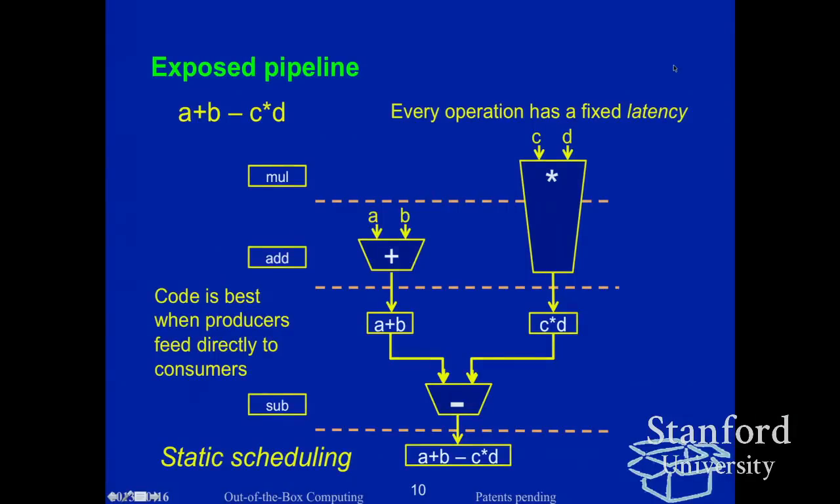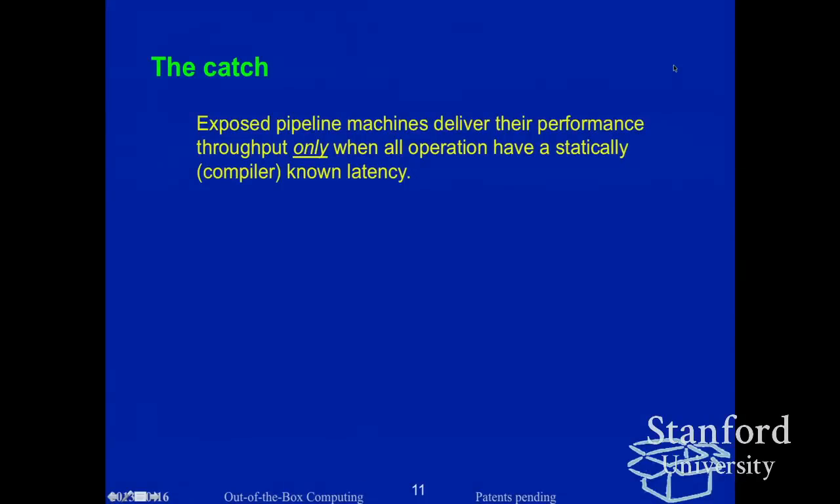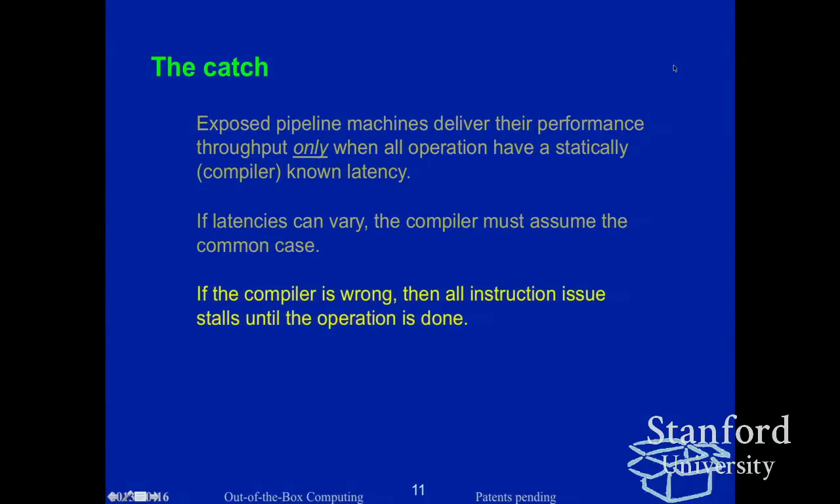There are lots of other chips that work the same way, commonly in the embedded world, stream processors, lots of things. There's a catch. There's always a catch. The catch is the exposed pipeline only works if you reliably have a statically known latency for every operation, because we've got to get things issued in the right order so that the results come out at the right time. Not all operations have a fixed latency that is recognizable.